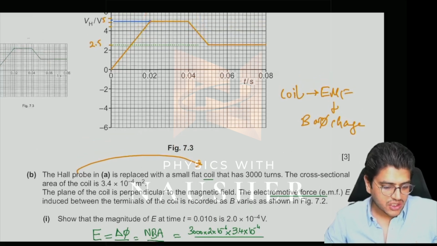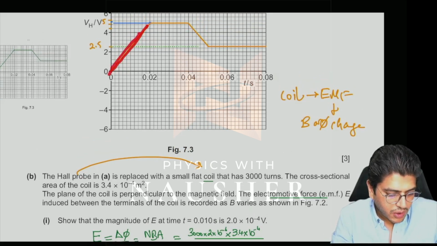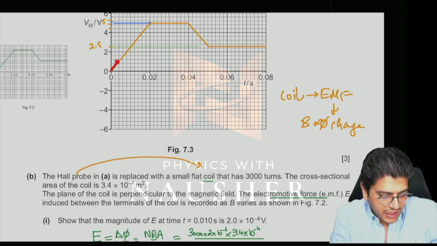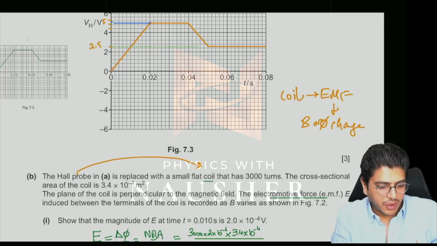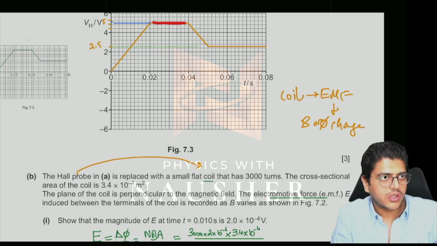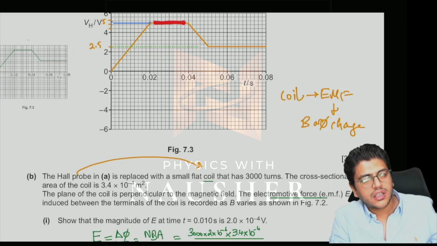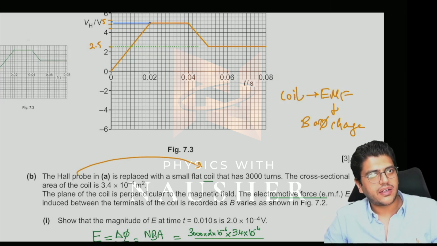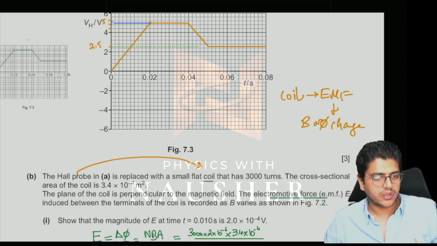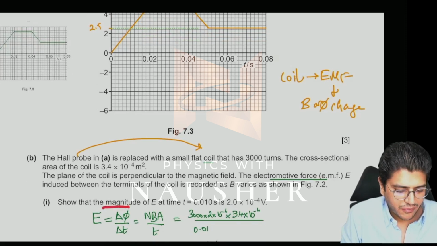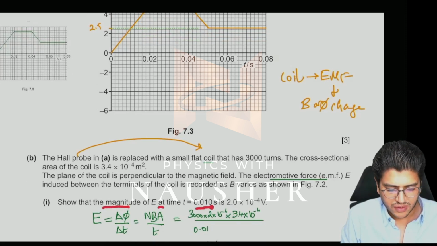When your field changes. So EMF will only be induced when B is changing. When is B changing? B is changing in this part because Hall voltage is also changing. So there will be an EMF over here. But will there be any EMF in this part? No. Why? Because Hall voltage is steady, so magnetic field strength is also going to be steady. So why will it change? It won't. So that's the first question that they ask. Show that the EMF induced at t equal to 0.01 is this.